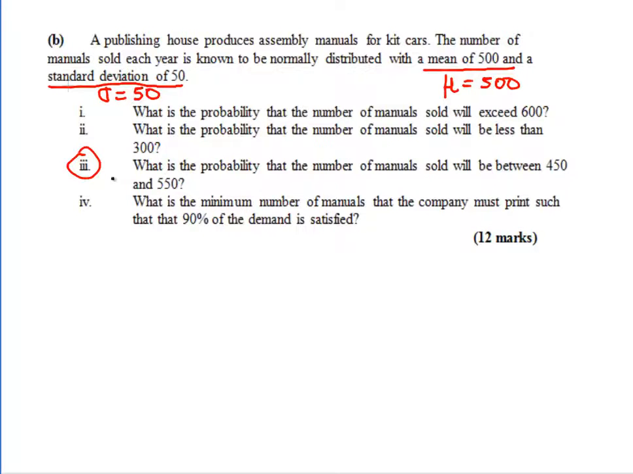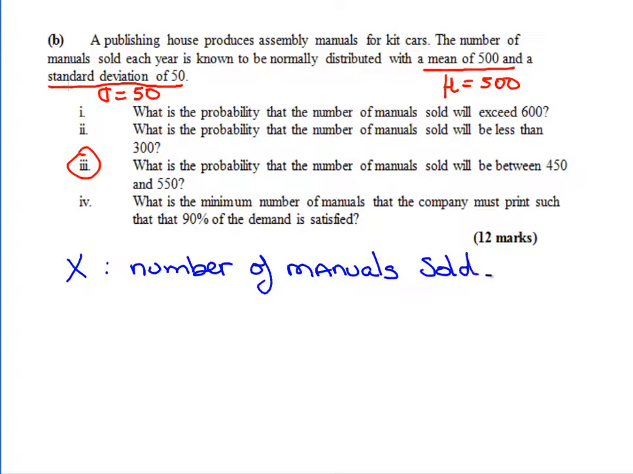What is the probability that the number of manuals sold will be between 450 and 550? Well, first off, let's let x be the number of manuals sold. So that's the variable of interest, and what we're interested in is that the number will be between 450 and 550.